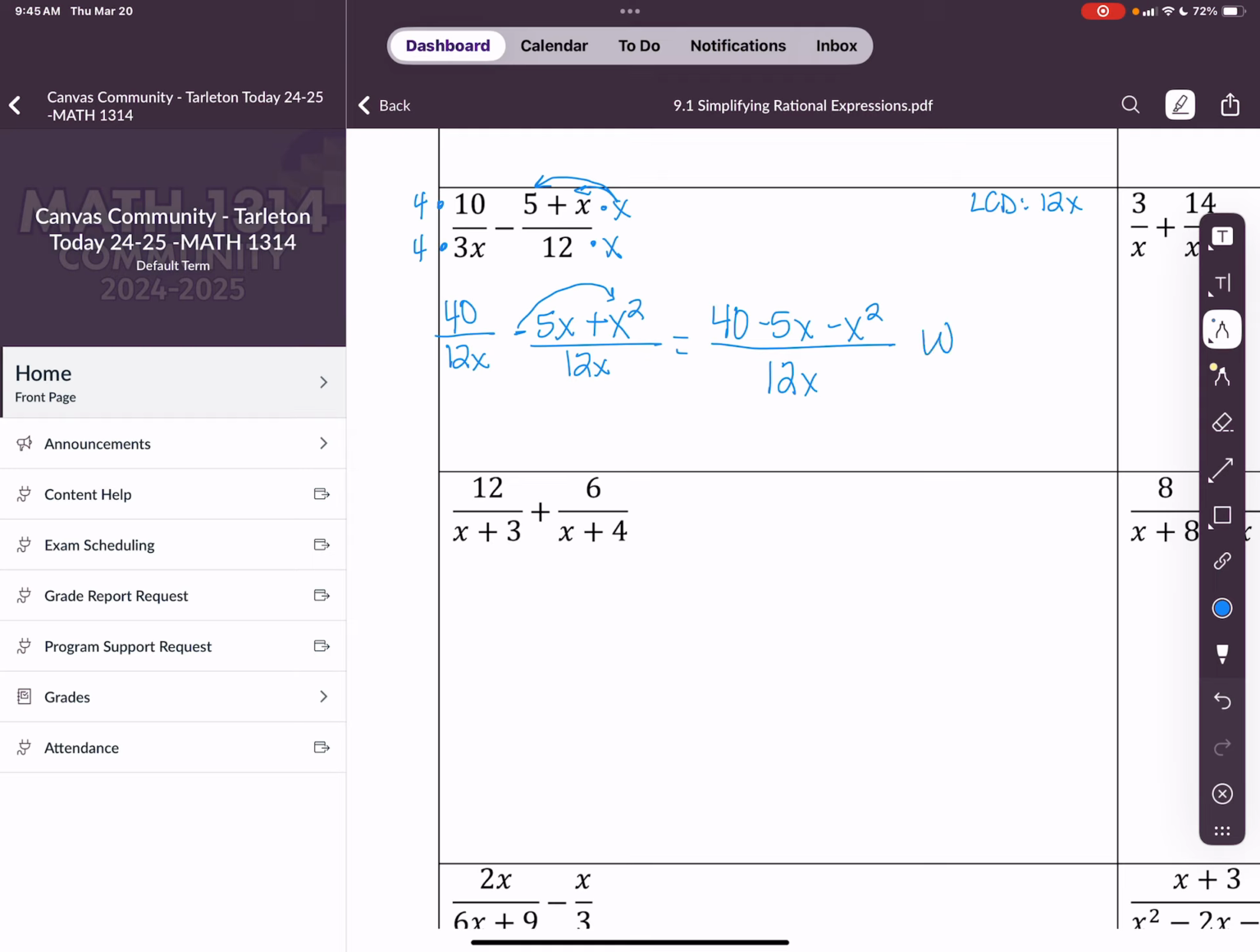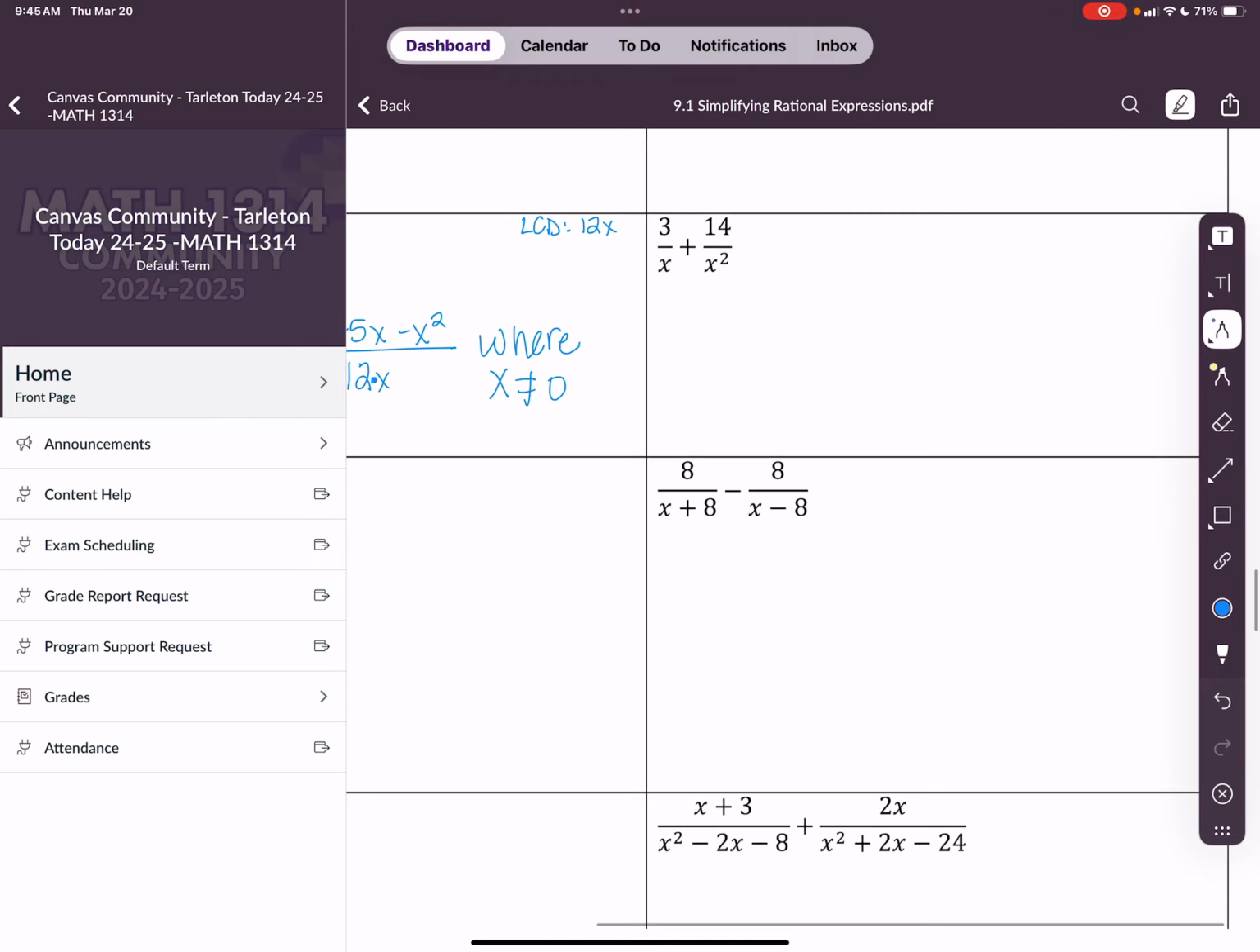And so we need to account for where we're going to have an undefined value. Ignore the 12, because really we can separate this to be 12 times x, and 12 isn't an x value, it's just a 12. But where x is 0, it would be undefined, so x cannot equal 0.